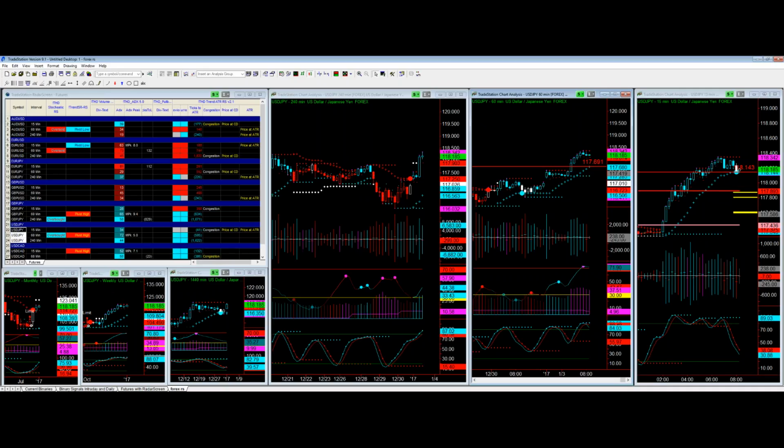This is not a trade that I'm willing to take. It's not worth the risk, in my opinion.